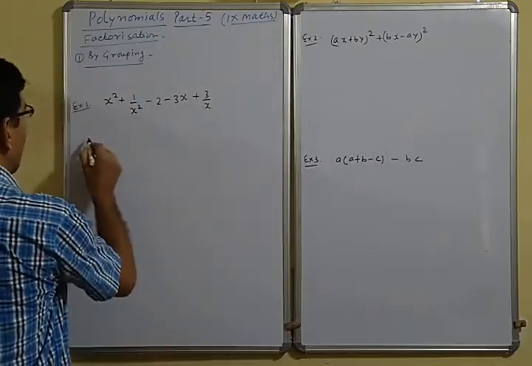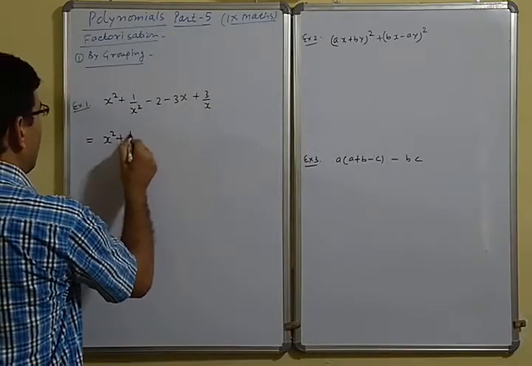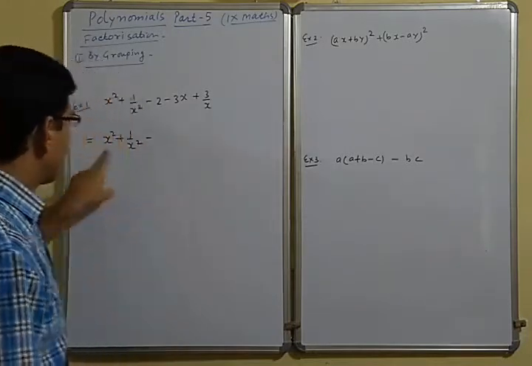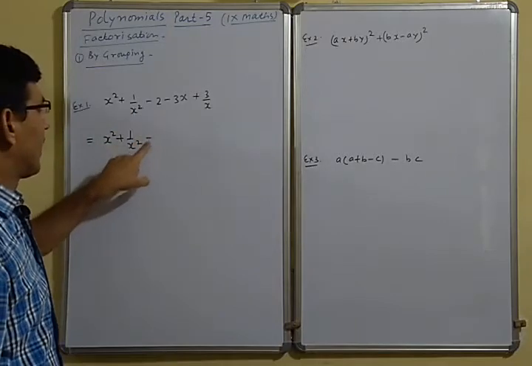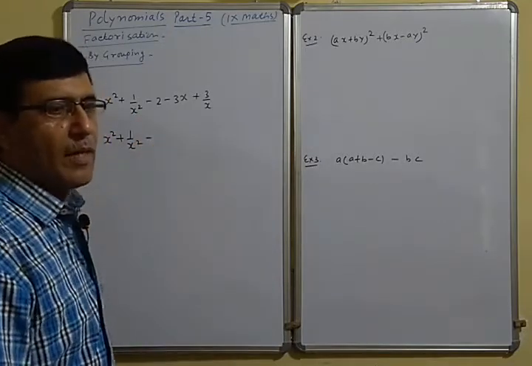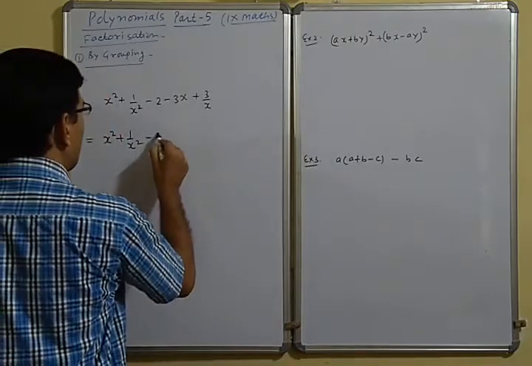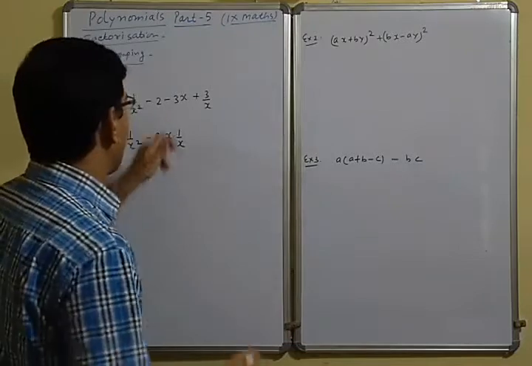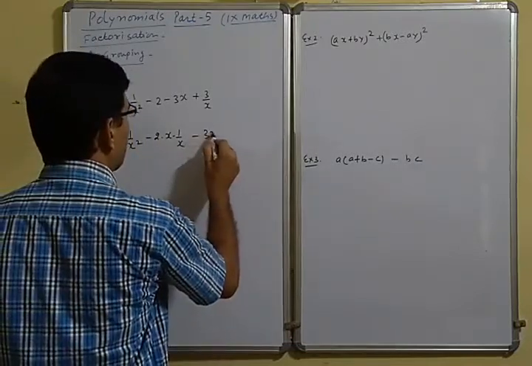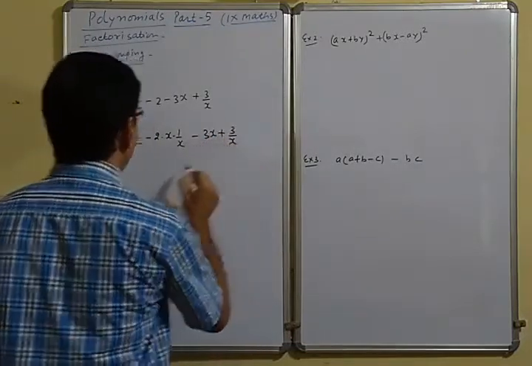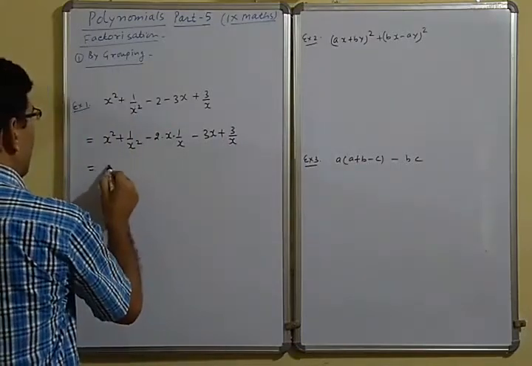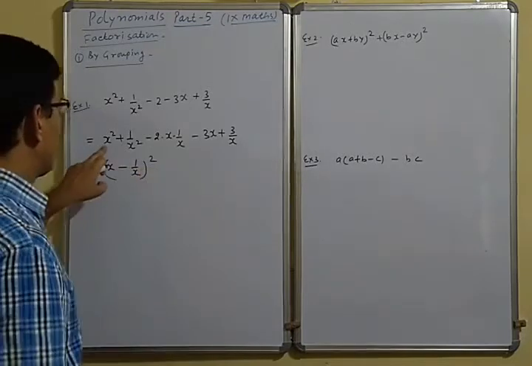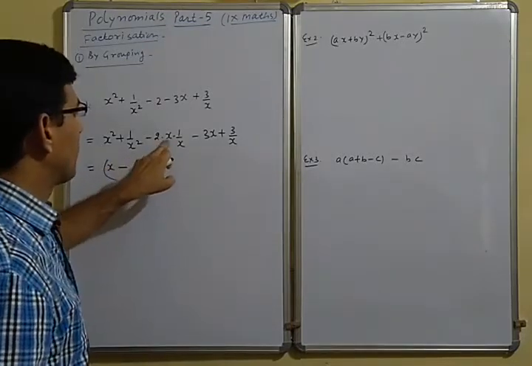Now here it becomes x square plus 1 upon x square minus 2. This is a square plus b square, and this is minus 2, so we have to arrange it in the form minus 2ab. It becomes 2 into x into 1 upon x, x cancels out, so it is minus 2. And this is minus 3x plus 3 upon x. So now that is x minus 1 upon x whole square, this is a square plus b square minus 2ab.